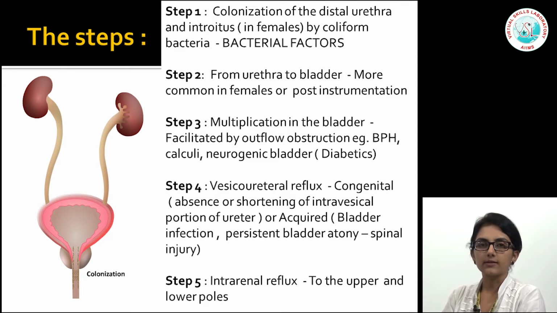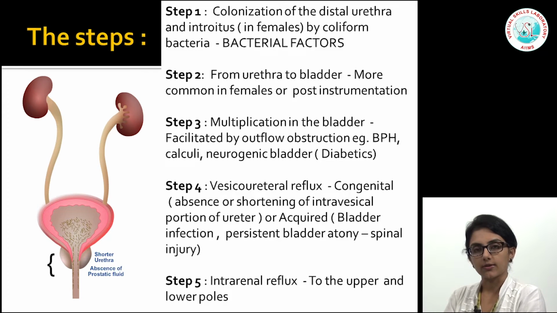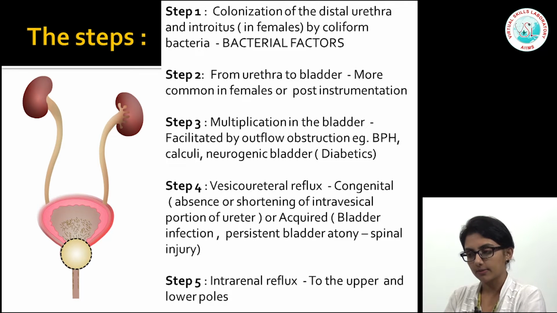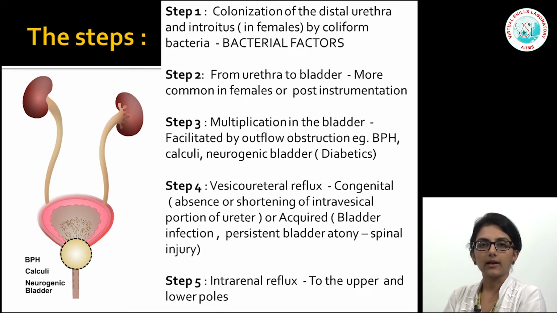Now, once the distal urethra is colonized, the next step is movement of the bacteria from the urethra to the bladder. This, of course, is going to be more common in females who have a shorter urethra or post-instrumentation like catheterization. So, step 3 would be multiplication in the bladder. This would be facilitated by any condition which causes stasis of urine in the bladder. For example, benign prostatic hyperplasia in males, presence of calculi, or neurogenic bladder in diabetics.